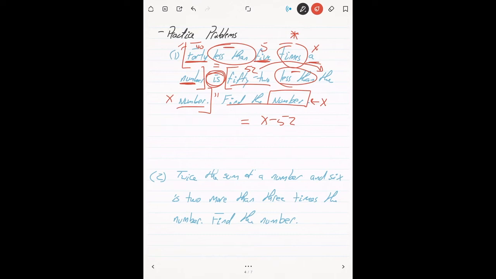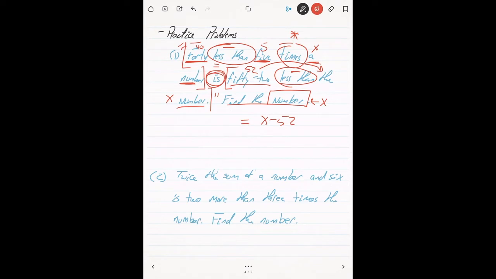Now let's take a look at the left-hand side. This one's a bit more complicated. 40 less than 5 times a number. Okay, we have some things going on here. We've got multiple operations. We're subtracting some things. We're multiplying some things. And we have the numbers 5, 40, and then the variable x. Well, what order do we do this in? So let's see here.